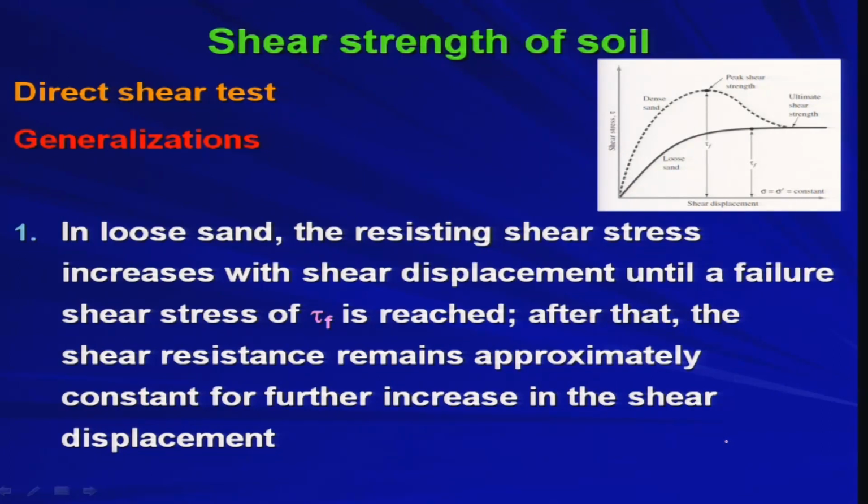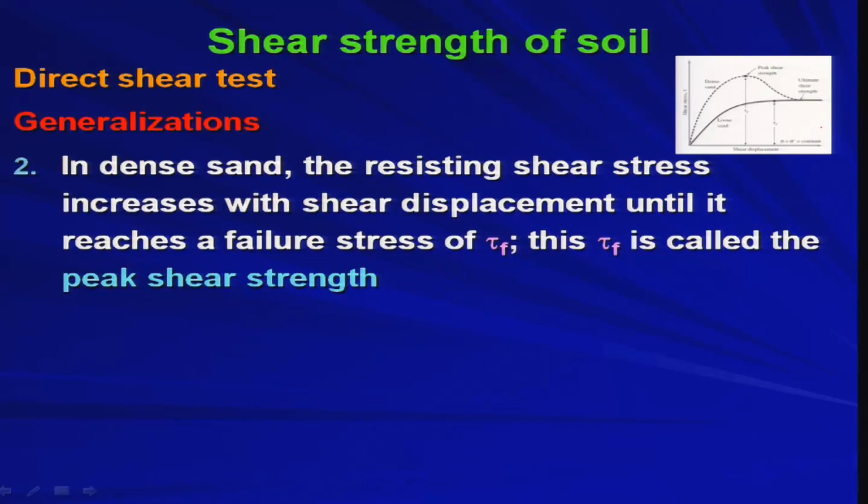So this is your loose sand behavior. As you increase the shear displacement, you get an increment in the shear stress, and then you reach here. This gives you the peak shear resistance, that is tau f, and beyond that it becomes almost constant. This is the typical behavior for loose sand.